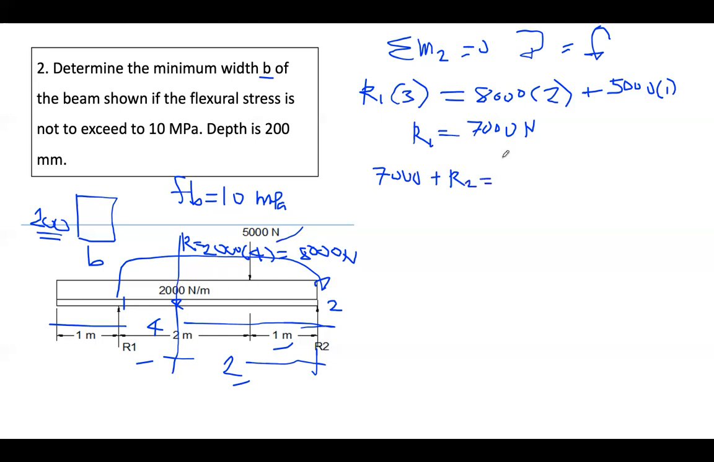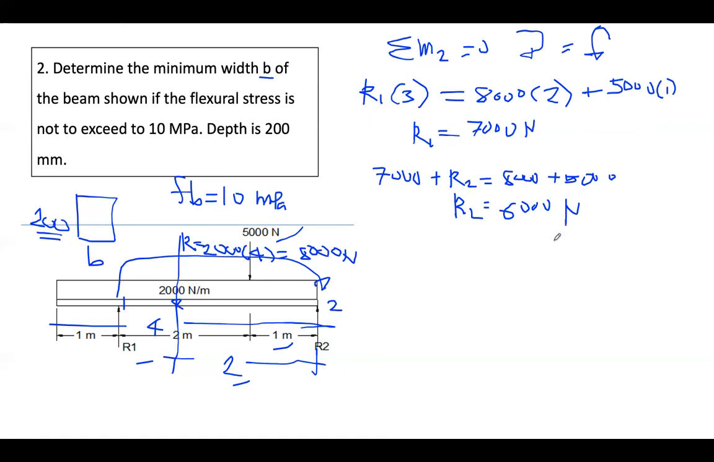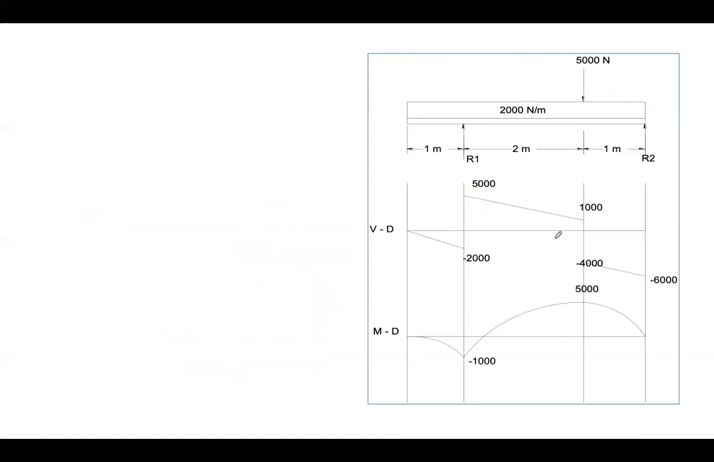Ito naman, 8,000 plus 5,000. Okay? So we can compute na R2. 7,000. 8,000 minus 7,000 is 1,000. Okay? Plus 5,000 is 6,000. Tama ba? Dapat 13,000 yung total. Tama na siguro. Okay. And now, para ma-compute natin yung moment, mag-shear moment diagram na lang tayo.